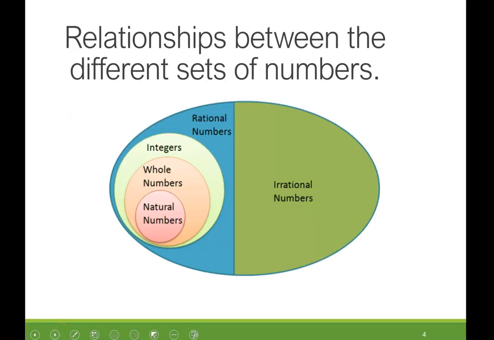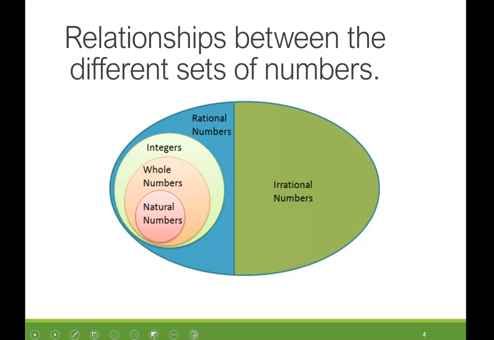So here's a picture to help you visualize this nesting, right? The natural numbers are inside of the whole numbers, which are inside of the integers, inside of the rational numbers, which are paired with the irrational numbers, and are all parts of the reals.